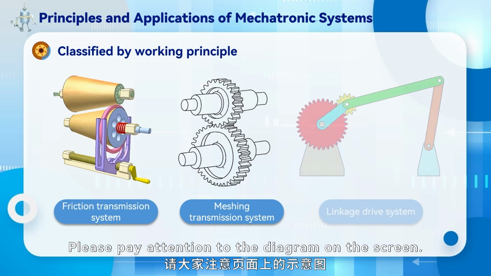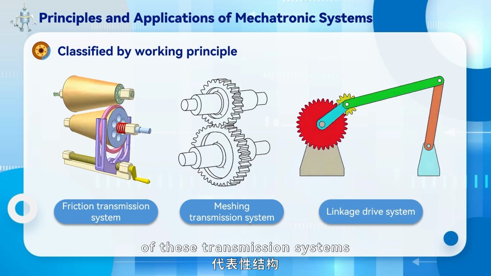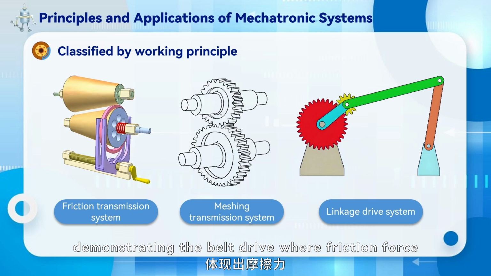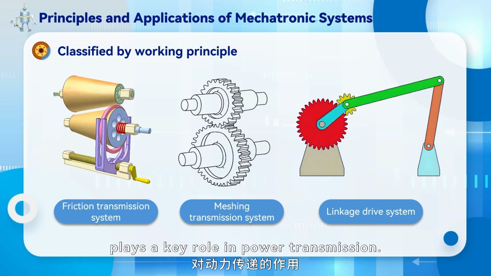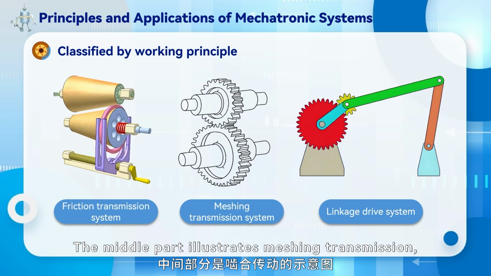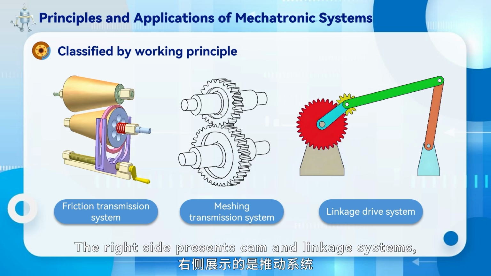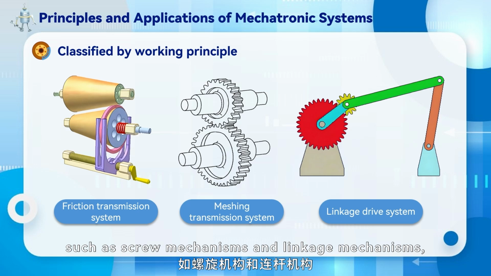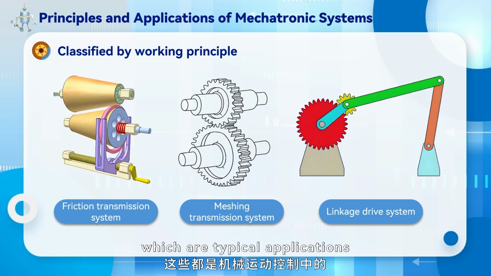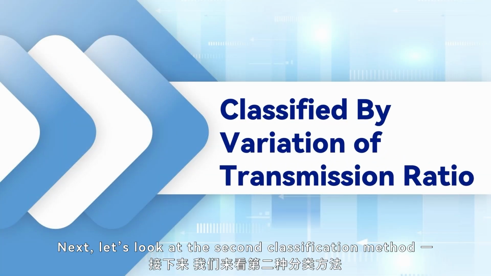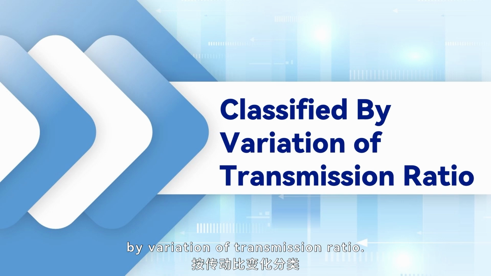Please pay attention to the diagram on the screen. Each representative structure of these transmission systems is shown in the figure. On the left side of the image, you can see the friction transmission system, demonstrating the belt drive where friction force plays a key role in power transmission. The middle part illustrates meshing transmission, showing gears in precise engagement, which highlights the features of this type of transmission. The right side presents cam and linkage systems, such as screw mechanisms and linkage mechanisms, which are typical applications in mechanical motion control.